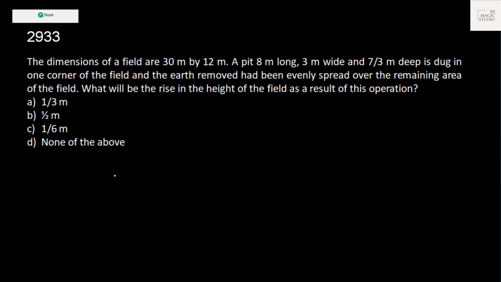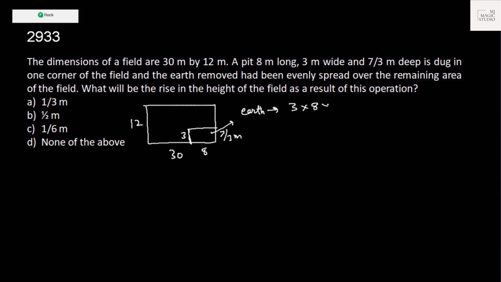One more from mensuration. The dimensions of a field are 30 meter by 12 meter. A pit 8 meter long and 3 meter wide and 7 by 3 meter deep is dug. So let us first find the volume of the earth that is taken out from this pit. It is 3 into 8 into 7 by 3, that is 56 meter cube.